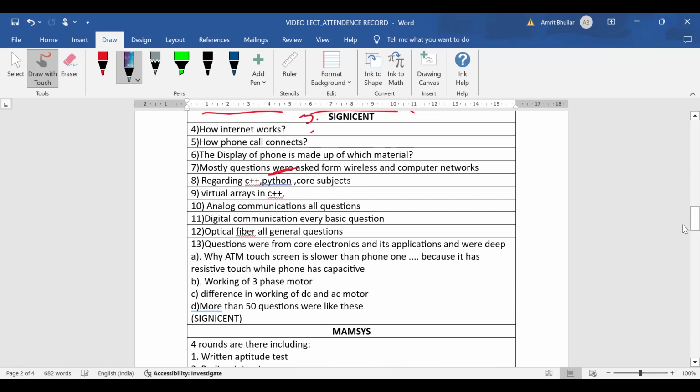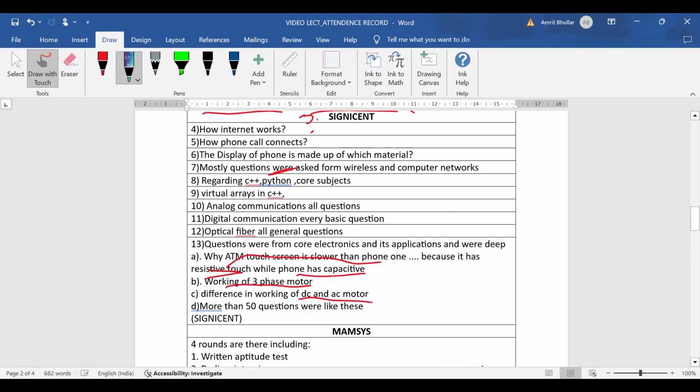If you have told them that electronics is the main subject you want to pursue, then they go for analog communication, digital communication, and optical fiber questions. Then there are some typical questions also, like why an ATM touchscreen is slower than a phone one, right? So you must know the difference between the two. Then the working of a three-phase motor, you have to explain that. Then the difference between DC and AC motor. Such types of questions are asked in Signicent.